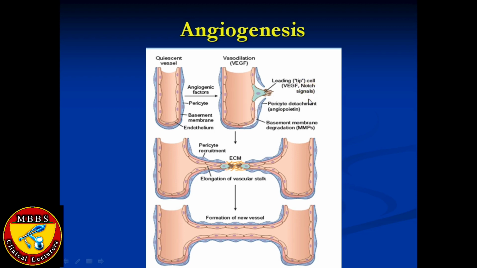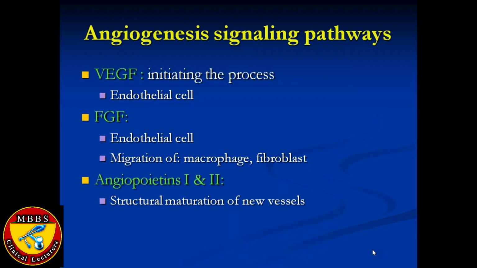What is the purpose of notch signals here? The notch pathway regulates the formation of these sprouts such that their spacing is managed and they are not crowded together. In the signaling pathways of angiogenesis, a number of factors contribute. As I told you, the most important is the vascular endothelial growth factor, which initiates the process and makes the endothelial cell transform itself into the tip cell or the sprouting cell and move forward, and the other cells to follow it.